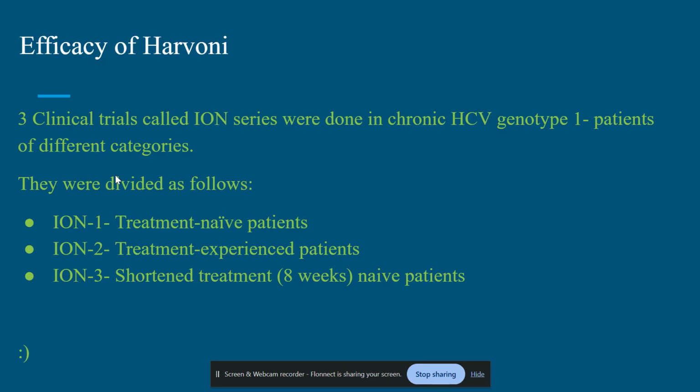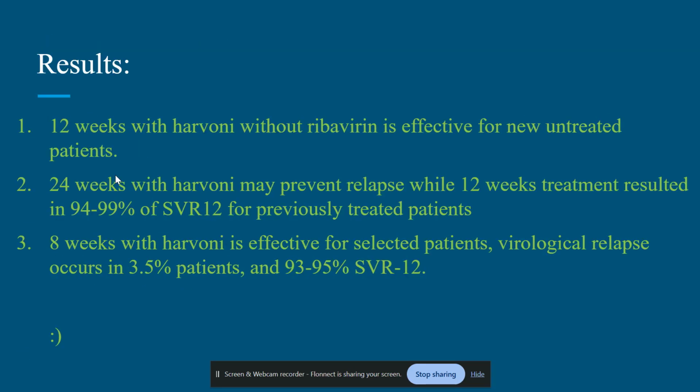The ION-3 group includes a shortened period of 8 weeks for naive patients. That means instead of 12 weeks, they treat them for 8 weeks, and that could be enough for some patients that are naive, the new patients. So for all these trials, we'll move on to the results.